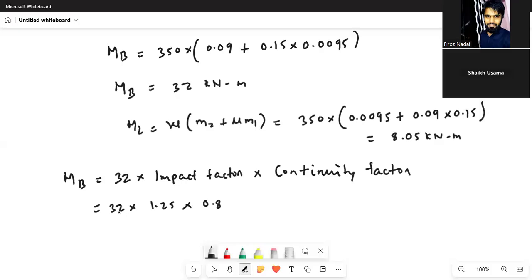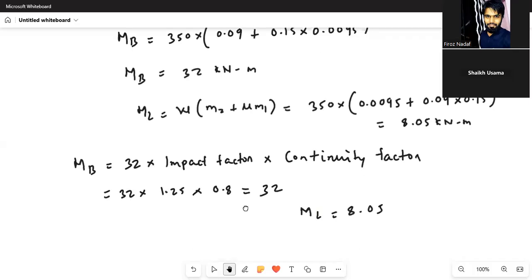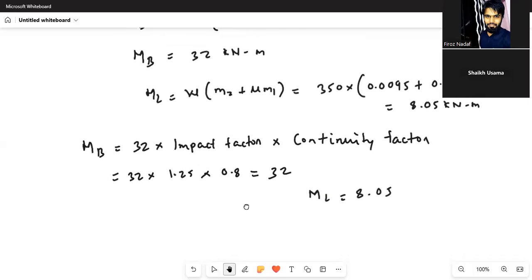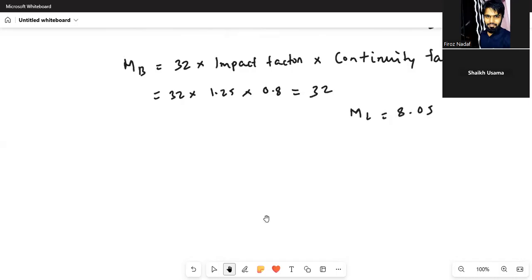Okay, so bending moment is 32 into impact factor is 1.25. You have to increase 25%, so for that you have to multiply 1.25 and the continuity factor is 0.8. So when you do this calculation, again you are getting 32. Similarly, in ML also you have to apply the impact factor and the continuity factor, and the value of ML will be 8.05 kilonewton meter. Okay. So we have gotten the bending moment due to live load.